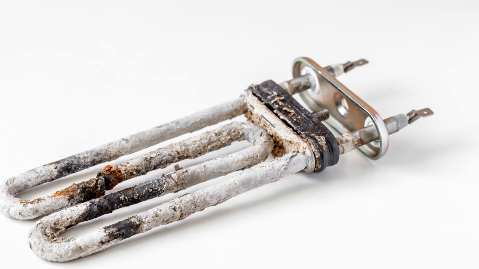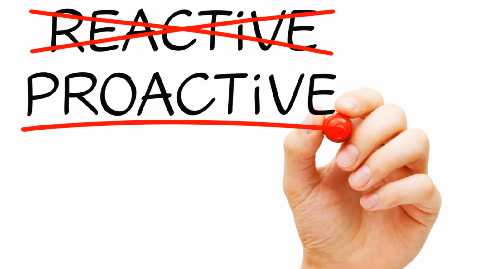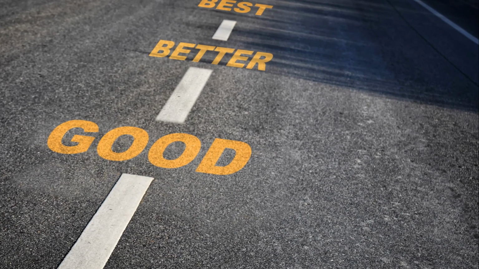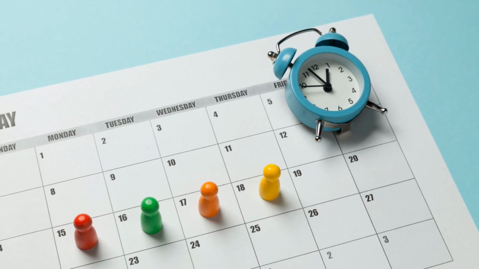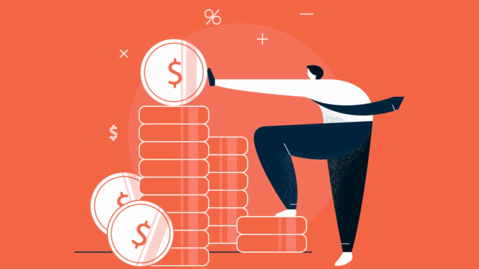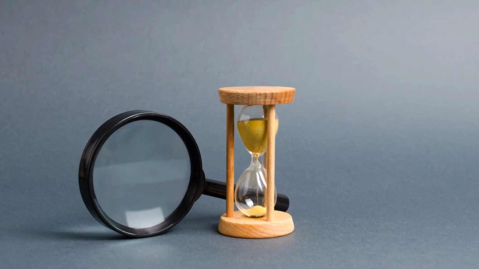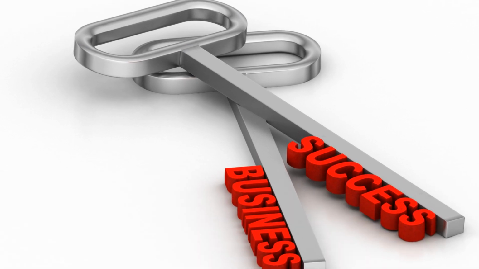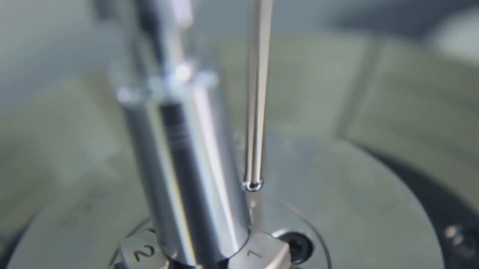In a nutshell, understanding why machines fail allows you to be proactive rather than reactive. It enables you to extend the life of your machines, optimize your operations, and ultimately save your company time and money. Indeed, understanding machine failure is the first step to efficient machine maintenance and risk mitigation. Join us as we delve deeper into the causes of machine failure and explore strategies to prevent them. Stay tuned.